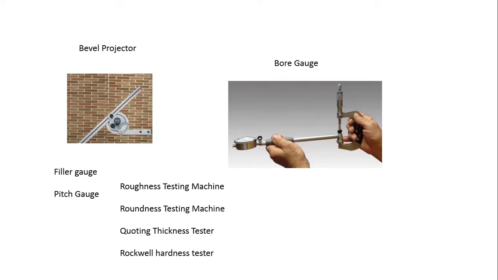And the feeler gauge is used to check the minimum gap, like 5 mm, 1 mm, like that. We use feeler gauges over there. Then hardness testing machines, we already use Rockwell and Brinell. And then a roundness testing machine will be there. Coating thickness testers are used for coatings we apply. So these are the different measuring instruments we follow.